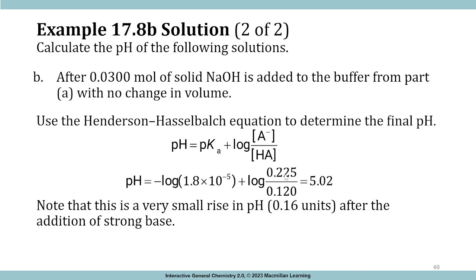So we plug in 0.225 divided by 0.120, take the log of that. If you were smart on a series of problems like this, you would have written down your pKa number because you'd need it multiple times, right? Instead of just doing the whole thing in your calculator. And so this would be the negative log of that Ka again, giving us our pKa. When we add those together, this gives us 5.02.